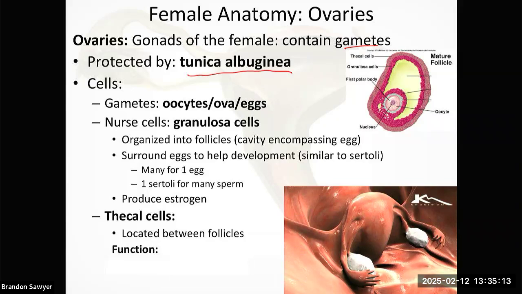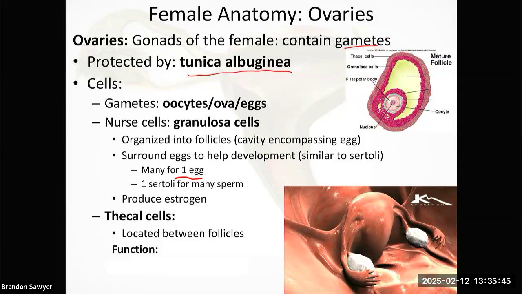These are organized into follicles. To remember, think of it as a little basket, a little group of cells with some space in the middle. This is the follicle. We'll be referring to the follicle a lot, and that's always referring to this structure that contains the egg on the inside, but there are all these other cells around it, as well as some open space in the middle. These granulosa cells protect the egg, they surround it, and there's a lot of them for one egg.